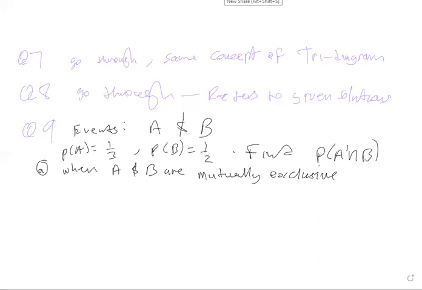So we're saying that probability of B is equal to probability of A intersection B plus probability of A complement intersection B. This is what we have.